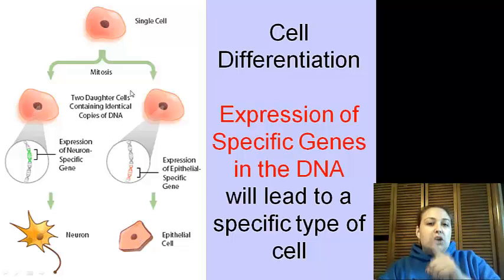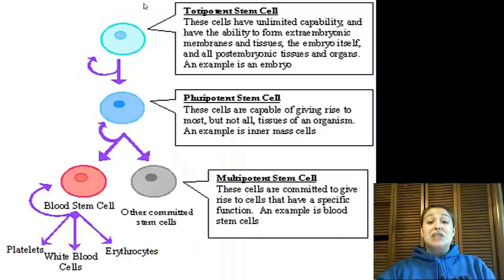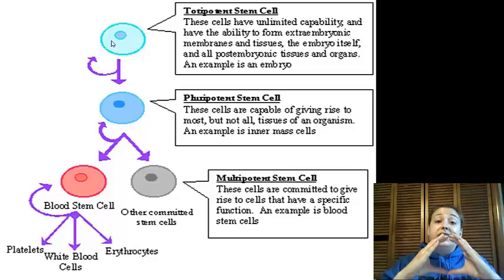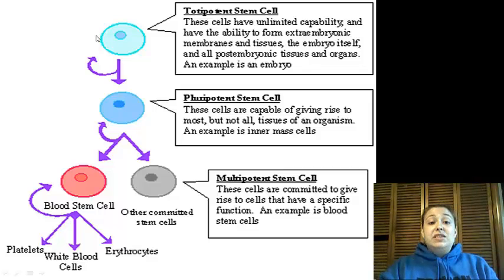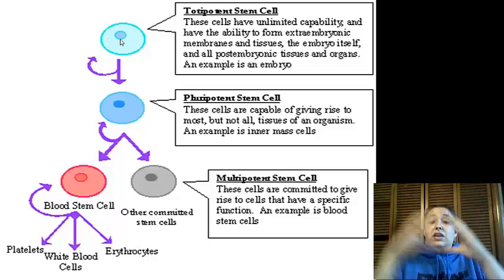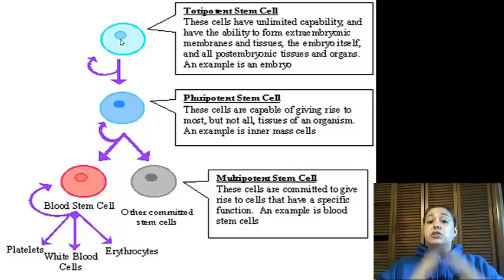And once it has chosen which gene expression it wants to undergo, it cannot go back. So the totipotent stem cell has unlimited capabilities. It can turn into any cell it wants. It is basically our embryo. Now this totipotent stem cell can reproduce and create more totipotent stem cells, or it can go next on the list and go down to a pluripotent stem cell.